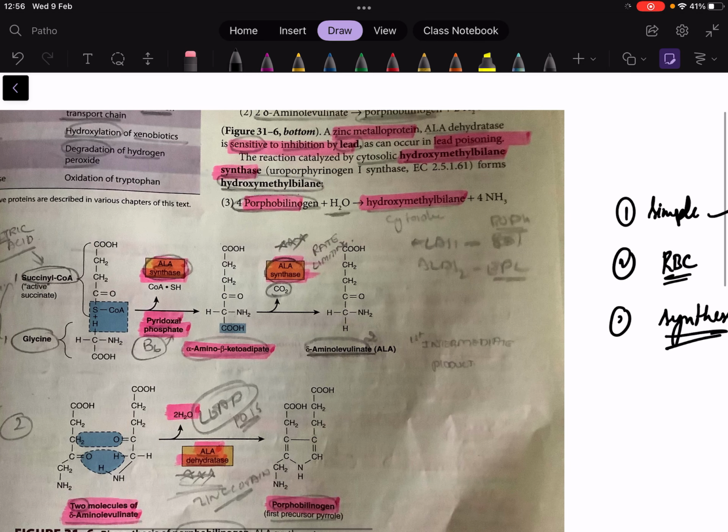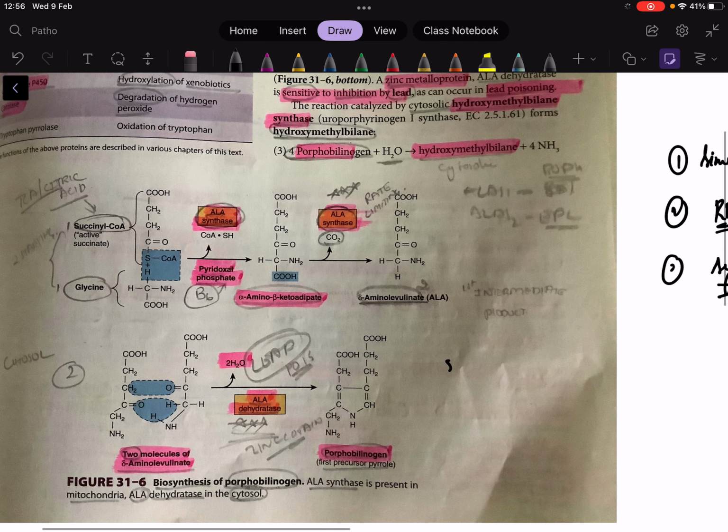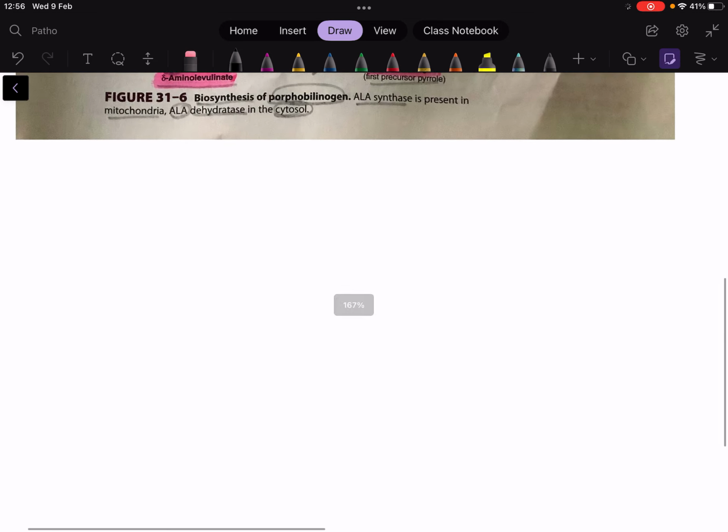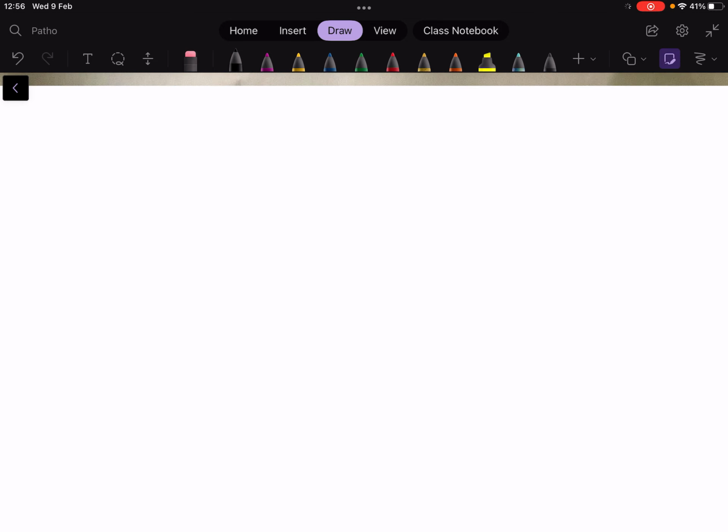So this is your synthesis of protoporphyrin ring. So this entire sequence I am going to tell you guys. Okay, so first I will start with the basics.